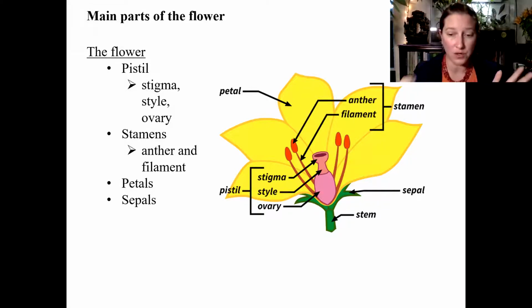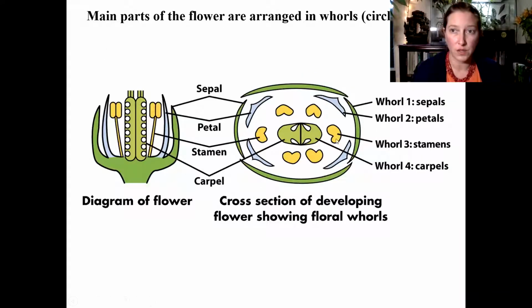And so in flowers, the way that those are arranged are in what's called whorls, which means circles. And so if you look here on the left, you see a diagram of the flower where the green things are those sepals, and the blue things are the petals, and then the yellow things are the stamens, and the central thing is the pistil. And so don't worry, in this slide, it says carpels instead of pistil. It's the same thing, just pretend it says pistil.